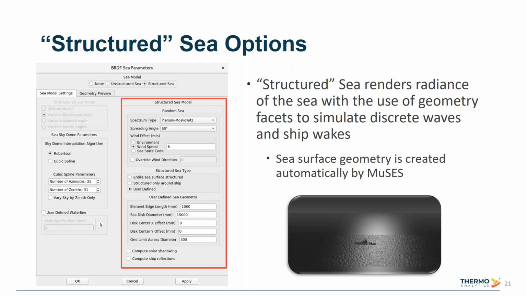As you can see in the image here, water geometry has been created around the ship, and the image shows a pretty clear difference between the created wave geometry and the smooth water geometry outside of that. And the smooth geometry seen outside of that is how the unstructured sea option would look.